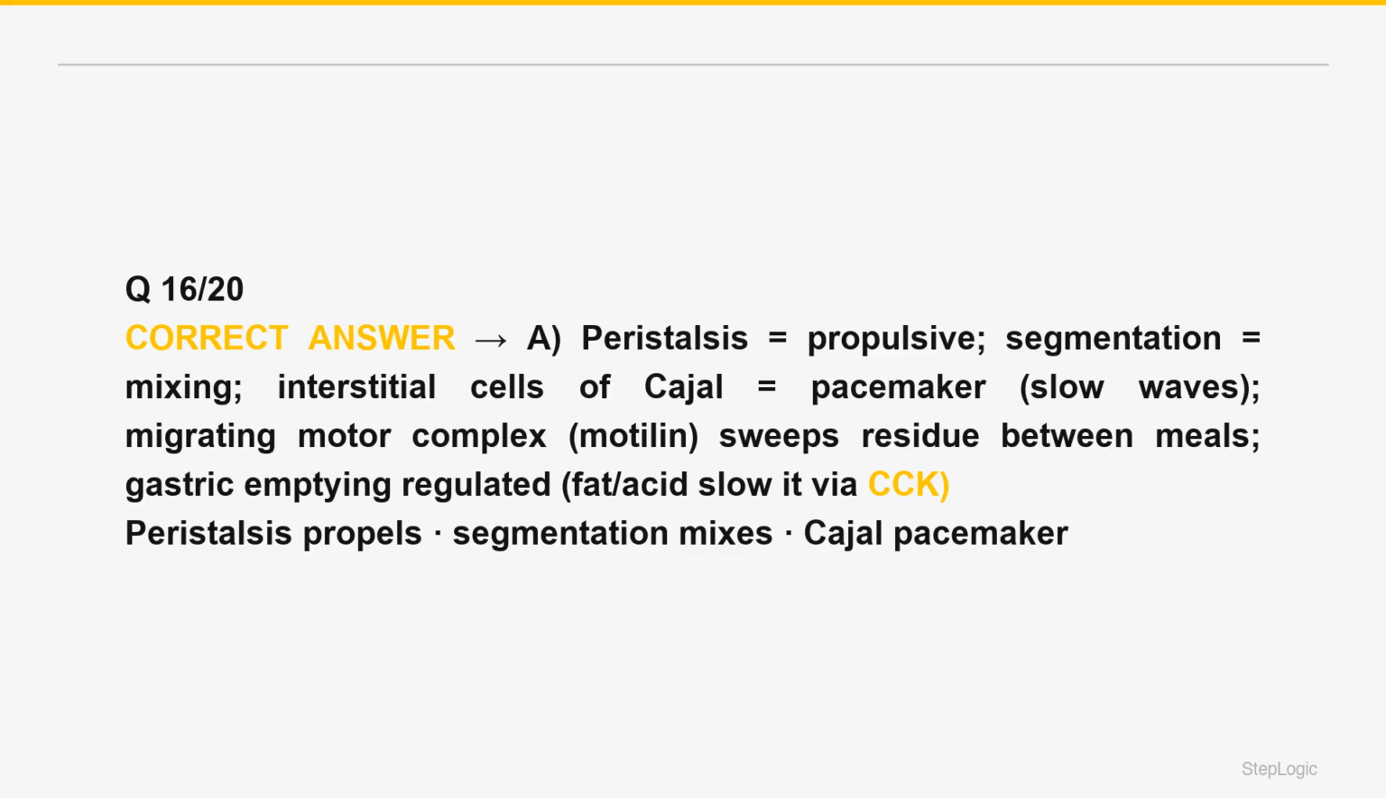Two more high-yield points. Between meals, during fasting, the migrating motor complex, MMC, driven by the hormone motilin, produces periodic sweeping contractions that clear residual food and bacteria from the stomach and small bowel, the housekeeper. Erythromycin is a motilin agonist. And gastric emptying is tightly regulated. It is slowed by fat, acid, and hypertonic contents in the duodenum via CCK and neural feedback, so the small intestine isn't overwhelmed. Gastrin and stretch promote emptying. The peristalsis propels, segmentation mixes, Cajal pacemaker, motilin MMC framework is correct.